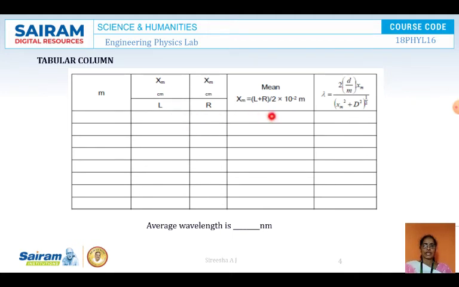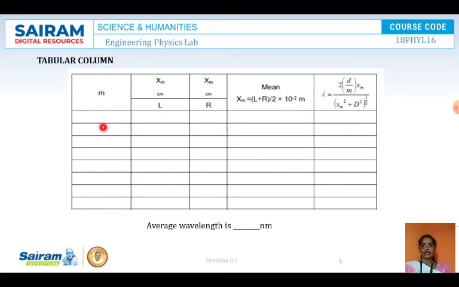Once you get XM, substitute its value into this equation. XM is the value you have got here, M is the order we are doing, and D is the constant value as already given. Capital D we are taking as 100 centimeters, that is nothing but 1 meter. So put it here, square it and take the square root, and calculate the value of lambda.